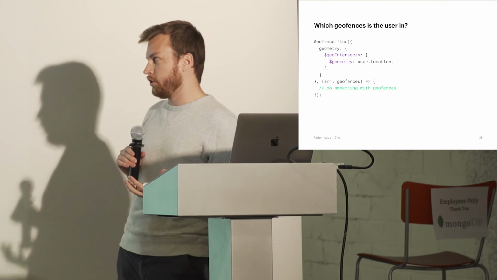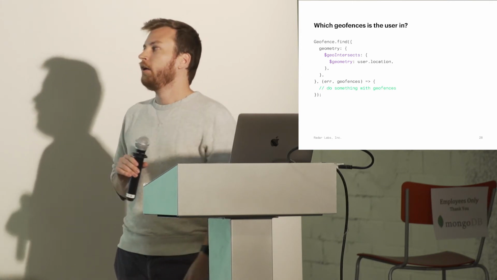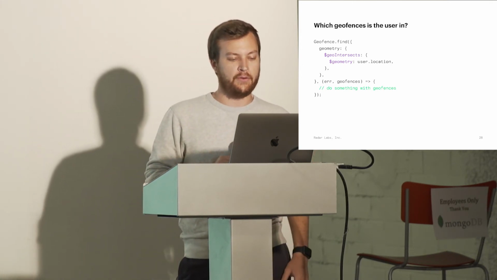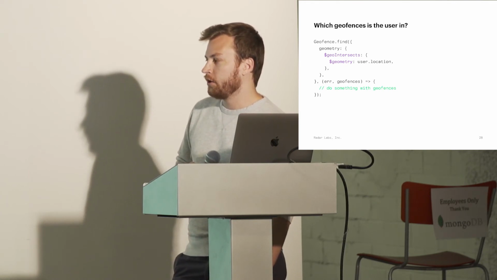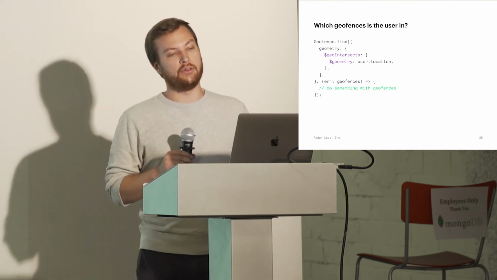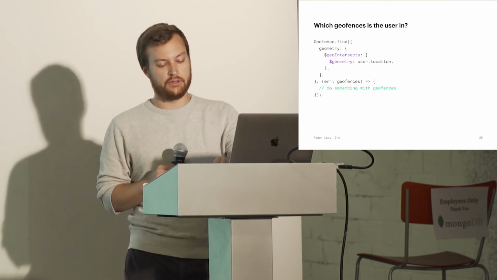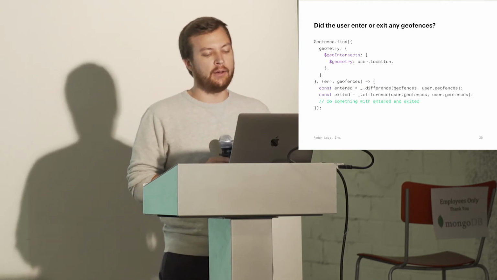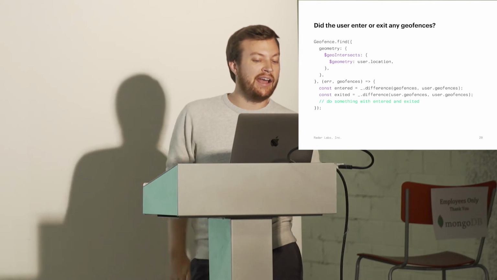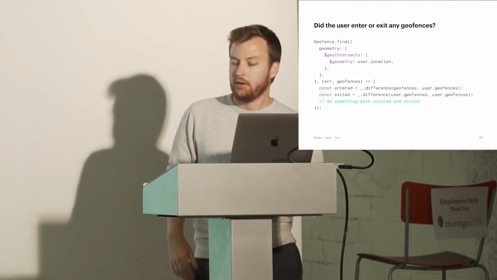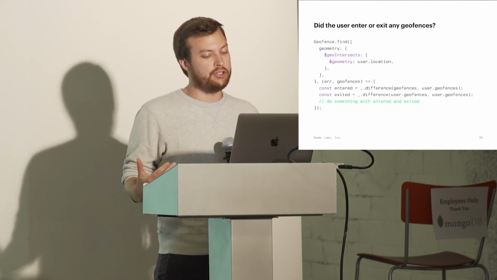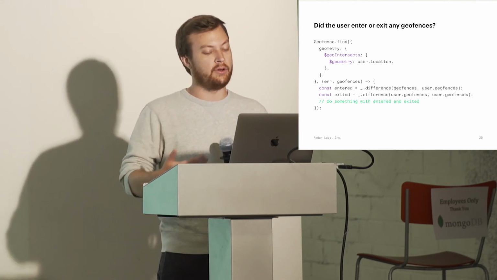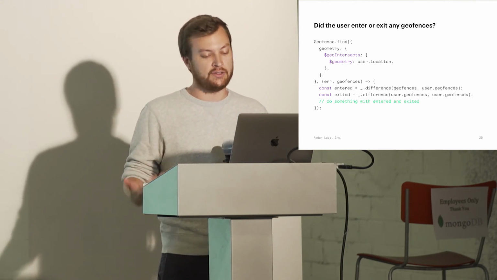Let's say we want to find which geofences the user is in right now. Again, we just do a find on our geofence collection, and we look for geofences where the geometry intersects with the user's current location. Really straightforward, really expressive. Let's say we want to figure out if the user entered or exited any geofences. Same query. Because we're storing a list of the user's current geofences, we can basically do a diff and figure out which geofences the user has entered or exited.